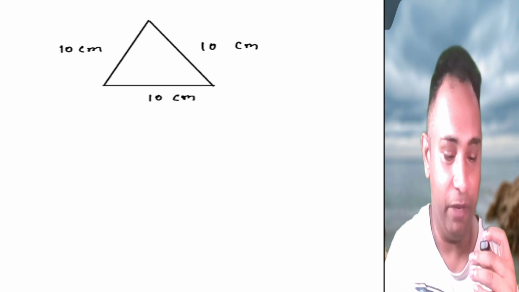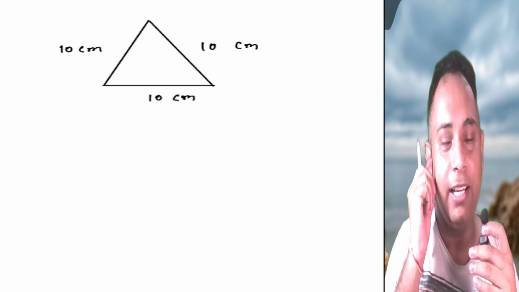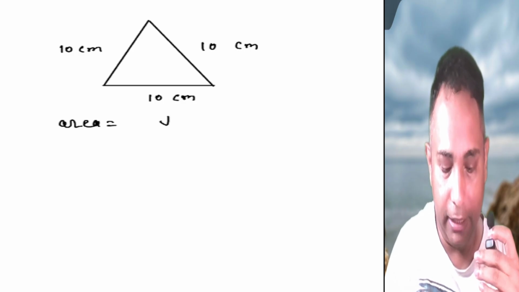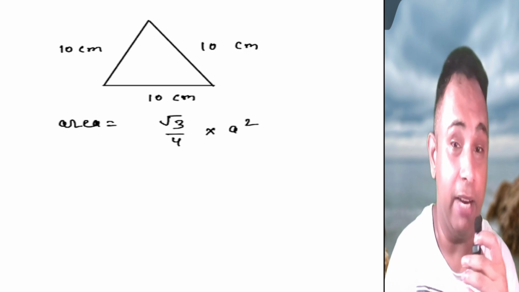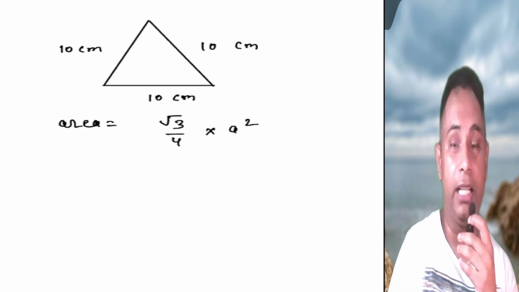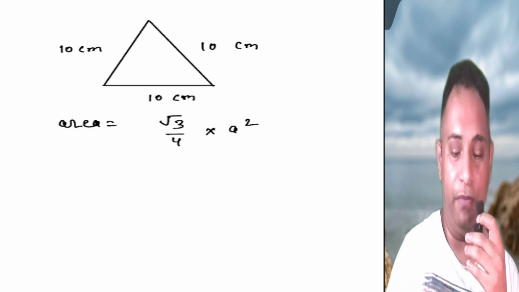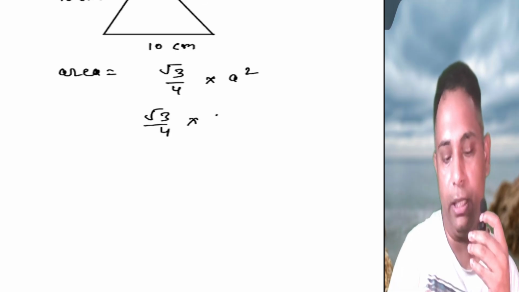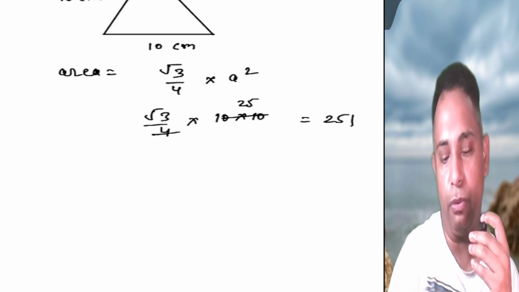Now, we have just taken a question ourselves. It is an equilateral triangle. What we have studied in earlier classes is that the area of an equilateral triangle is root 3 by 4 into a square. How this formula is derived, you can go through my playlist on mensuration, and you will get all the answers. So after solving this, we can write root 3 by 4 into a square. We can write 10 into 10, 100 divided by 4 is equal to 25. The answer is 25 root 3.